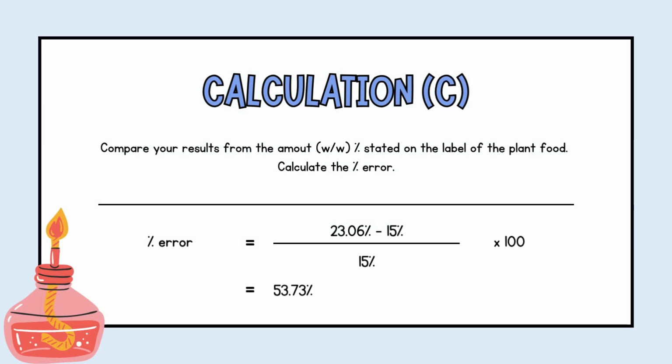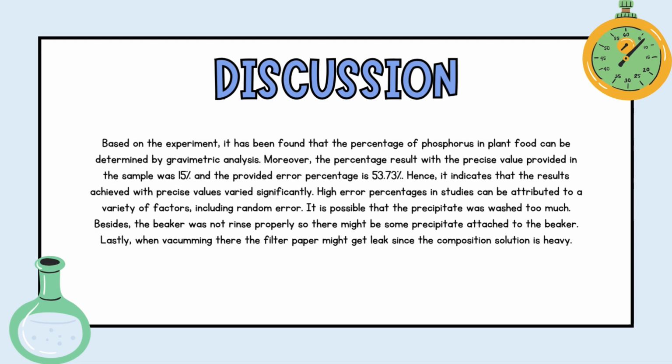Last calculation is to calculate the percentage error and compare the result with the amount of w/w percentage stated on the label of the plant food. The percentage error can be found by 23.06% minus 15% over 15% times 100. Then the answer is 53.73%.